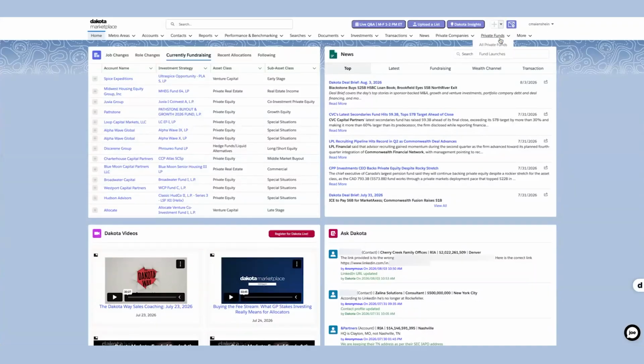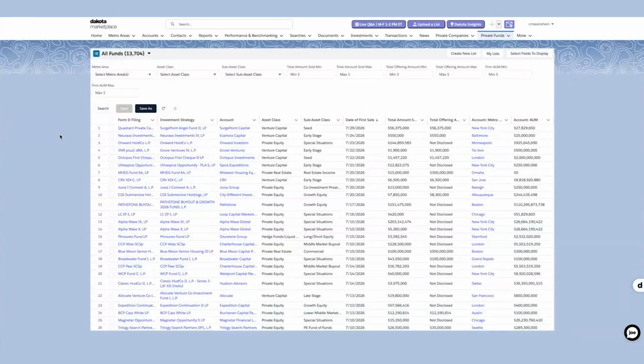Moving over to the Fund Launches tab on the right side of the screen, navigating under the Private Funds tab, you will see the Fund Launches subtab. Here's where you can take things a step further. Powered by the Form D filings, the new Fund Launches tab provides a more research-driven view of what funds are in the market. These are newly identified fund products that our data team has confirmed are in the market and have fully profiled within Dakota Marketplace.